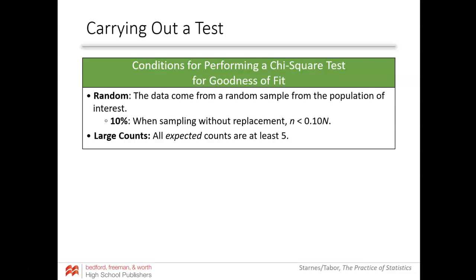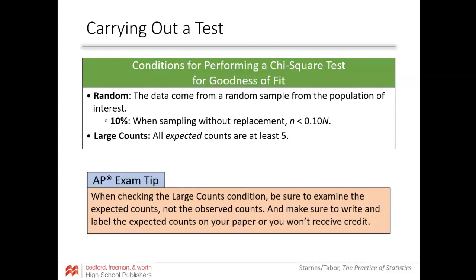has to do with all the expected counts, right? It has nothing to do with how we did large counts before. So it's off of those expected counts we found, and each one of them has to be at least 5. So when checking the large counts condition, make sure to examine the expected counts and not the observed counts.